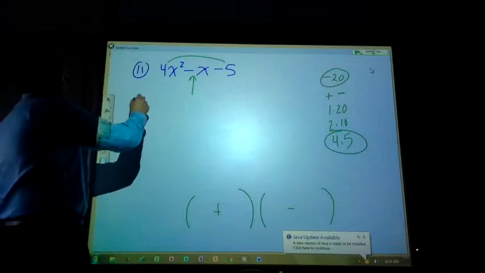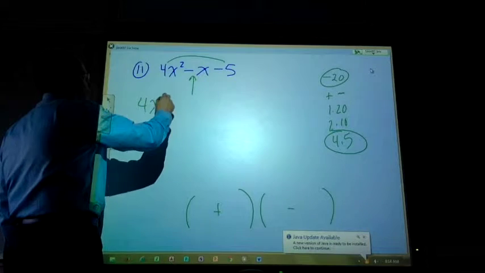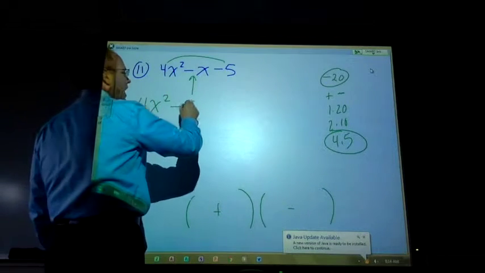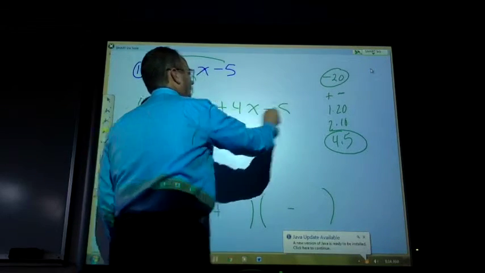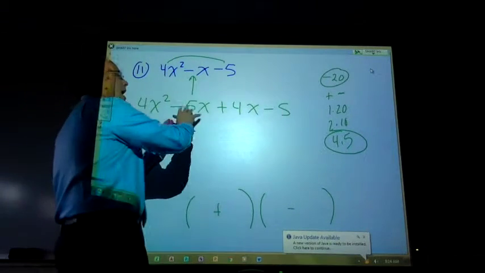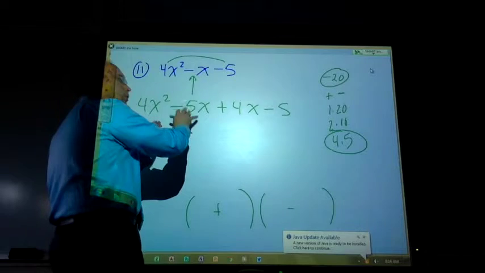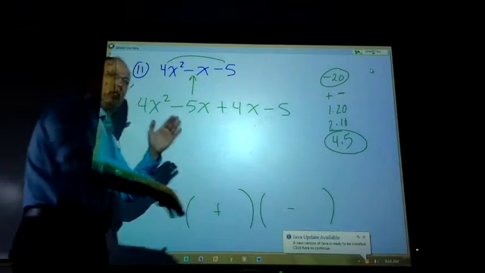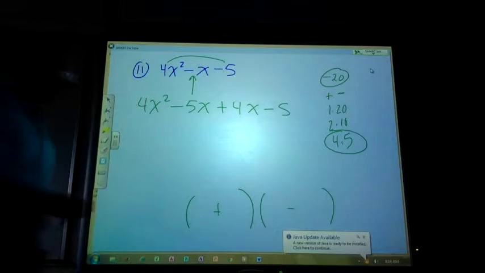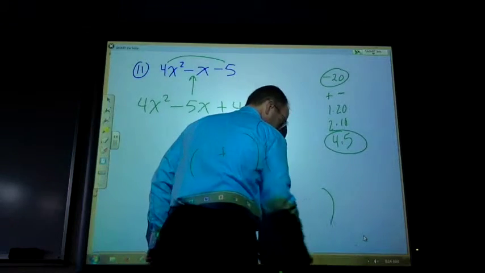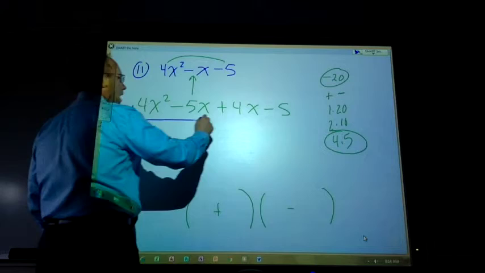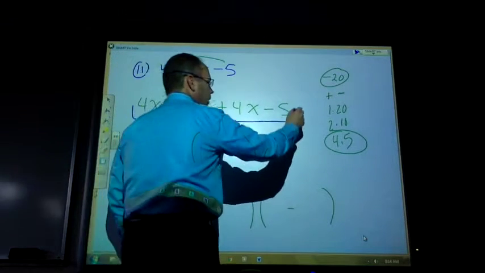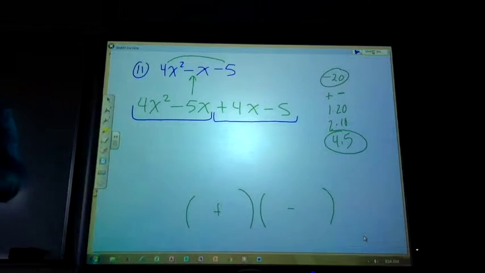In order for me to get a -1, which one of those has to be negative? 5. So I'm going to write 4x squared minus 5x plus 4x minus 5. Now again, I could have had this being plus 4x and this being minus 5x, and it still would have worked. Okay? Then what we're doing from there is we're going to take a look at our 4 terms. We went from 3 terms, we broke it up into 4 terms.